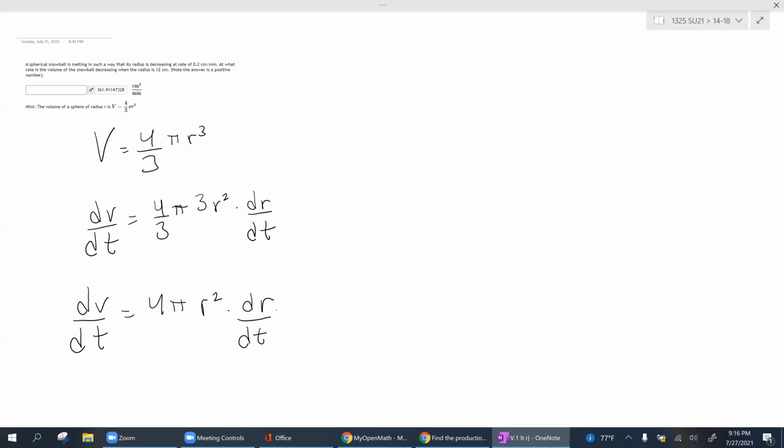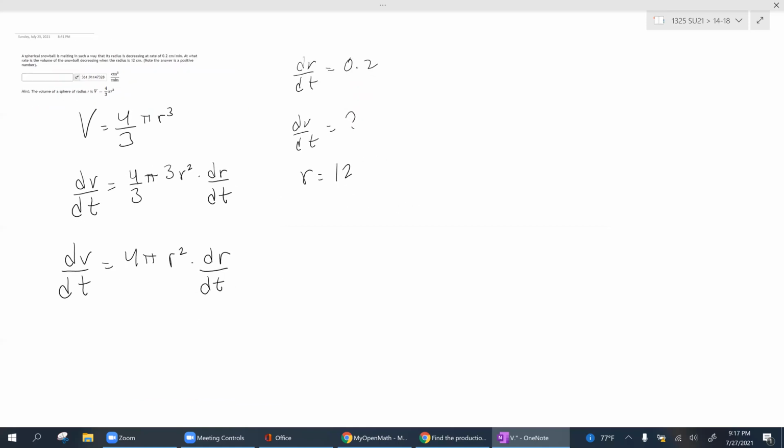All right, and they give me that information. They're letting me know that the radius is changing 0.2 centimeters per minute. They're letting me know I need to find dV over dt. That's what I need to solve for. And I know that the radius is 12 centimeters. And hey, that's everything on the right-hand side. Let me plug all this in.